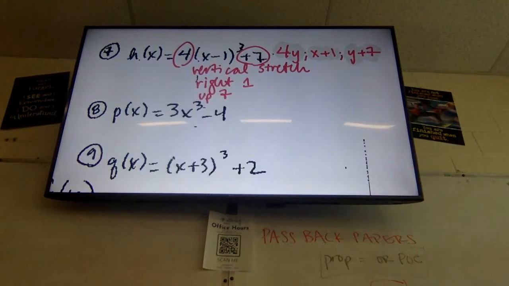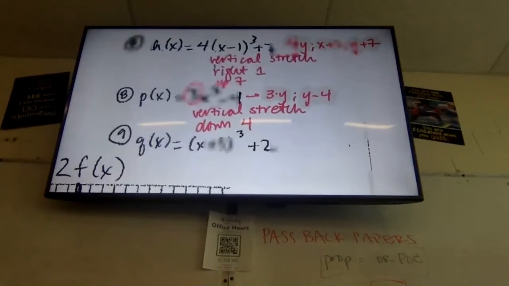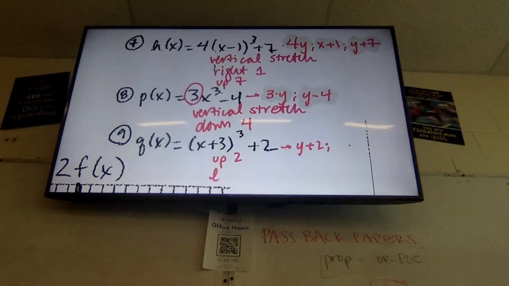So that being said, what's one thing that's happening in number 8? Stretch. Good. Stretching of 3. We're going to multiply all of our y's by 3. And we're going down 4, which means we're going to do y minus 4. All right, last one. What's going on here? Up 2. Y plus 2. And then left 3, you said? Okay. X minus 3.